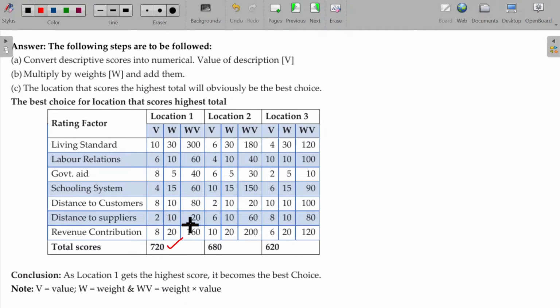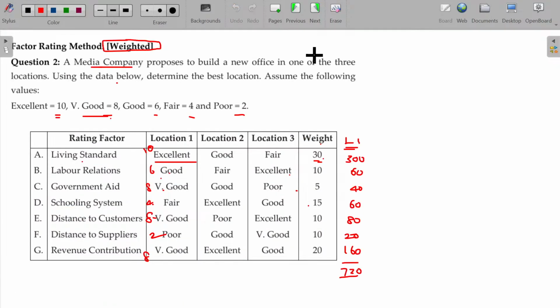So 720 is this value. In case of location 2, you get 680, location 3, 620. Among the three, the best being 720. So you have to choose location 1, which is called weighted factor rating method. Weighted factor rating. Clear?